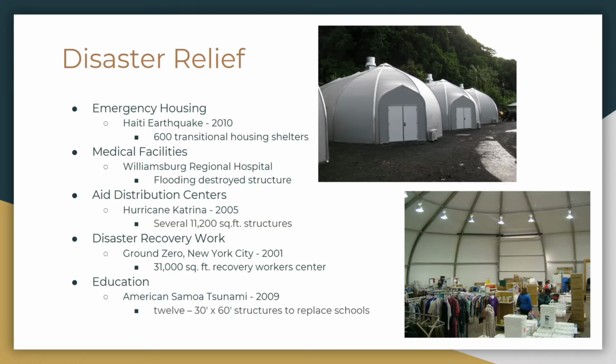Temporary structures are very useful in disaster relief efforts to help with cleanup and can provide affected communities with basic amenities. Temporary structures can be constructed quickly to provide housing for families after natural disasters, like the Haitian earthquake in 2010. The earthquake destroyed thousands of homes on the island, so 600 transitional housing shelters were quickly built.